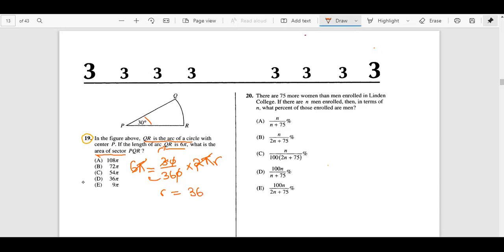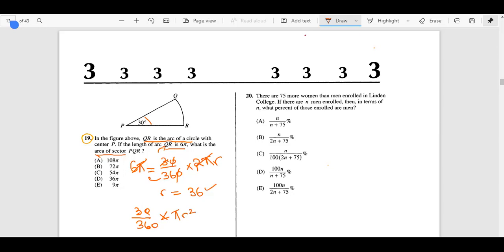Now we have r, and we need to find the area now. So for finding the area, we simply have to do 30 divided by 360 into pi r square. So basically r is 36, right?